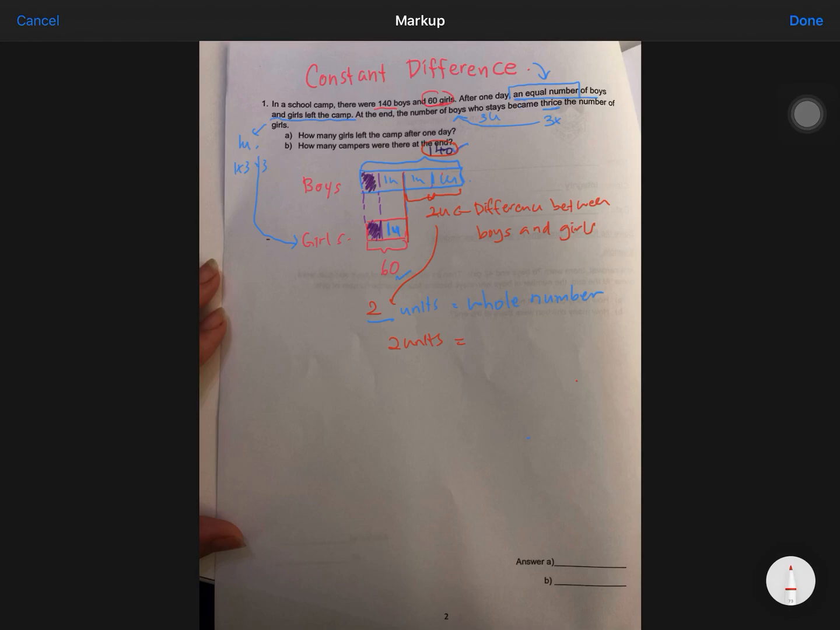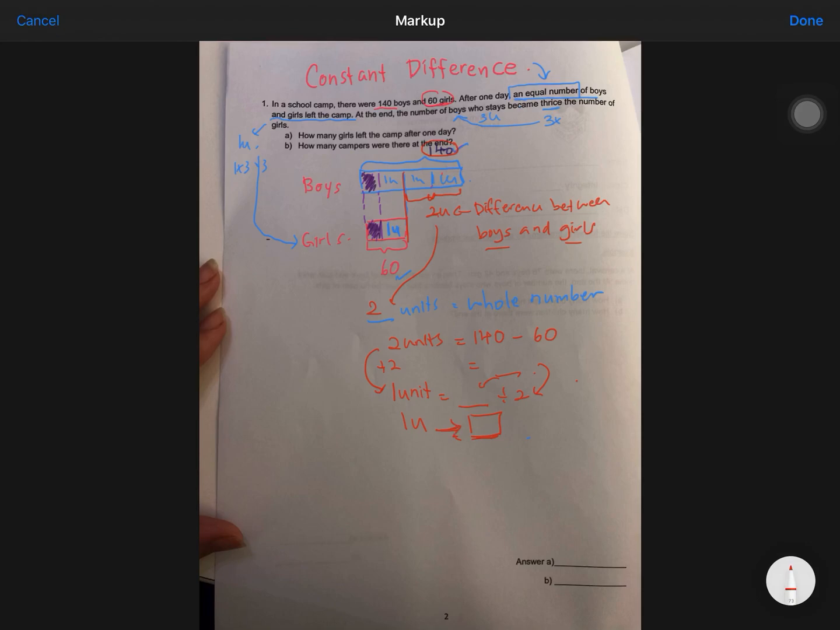How to find the difference between the boys and girls? You take 140 minus 60 and you get an answer. The next step is to find 1 unit. So you take the answer and divide by 2. Why divide by 2? Because 2 units becomes 1 unit by dividing by 2. Then you get 1 unit. This is the 1 unit answer.